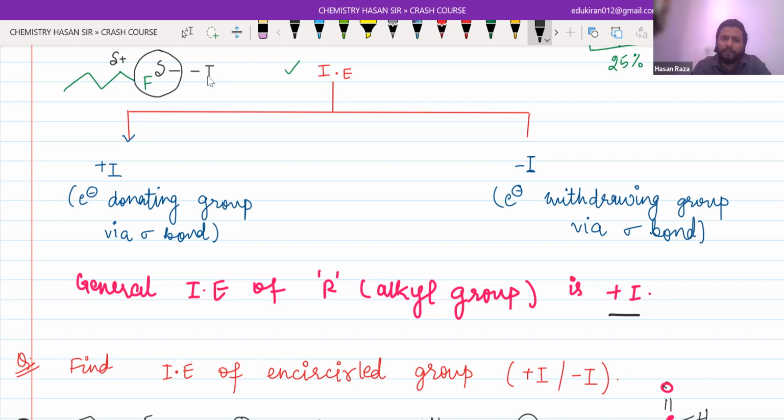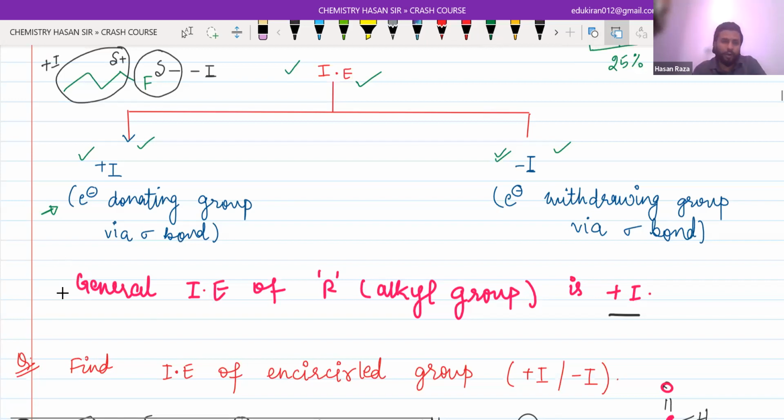So it will have a characteristic of inductive effect, that is minus I. And this one, since it donated, that's why it is plus I. What I want to tell you is that inductive effect is of two types, plus I and minus I. The one which donates electron, or has delta positive charge, that is plus I, and the one which withdraws electron towards itself, and has delta negative charge, that is minus I. Is that clear? Please do respond.